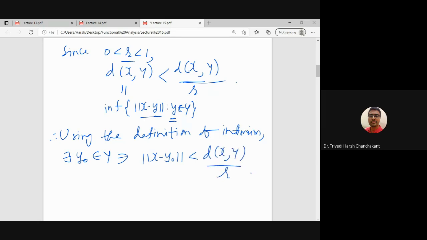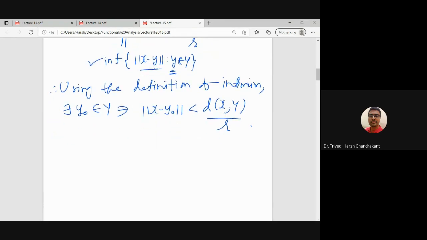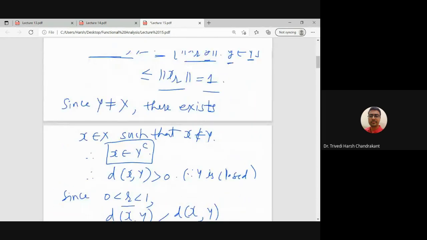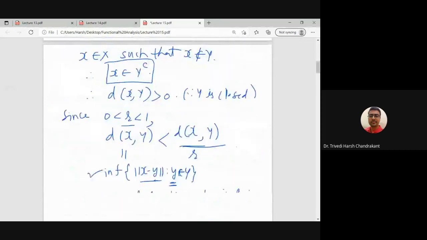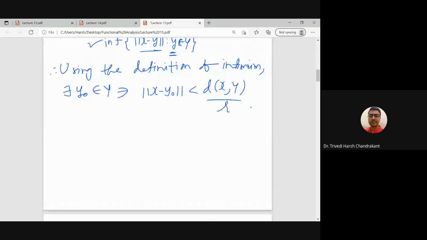Right, so here we are using the definition of infimum. Then what we can do, we actually want this inequality, r less than something, right? So let us take r on the left side. If we take r on the left side, we get r less than the distance of x with Y divided by the norm of x minus y naught.